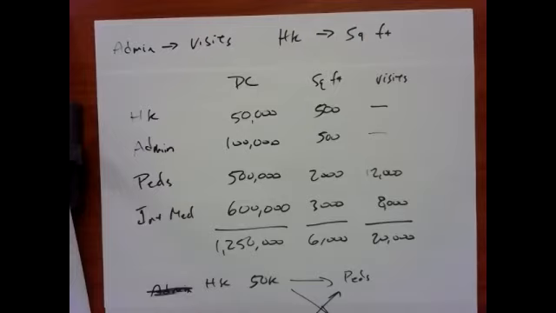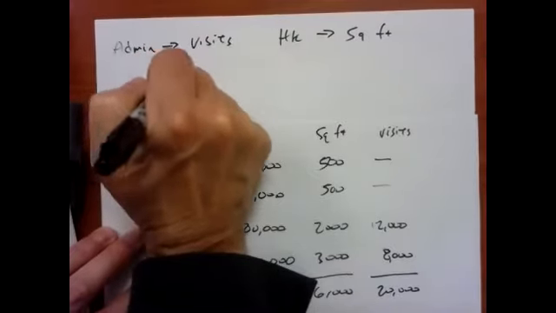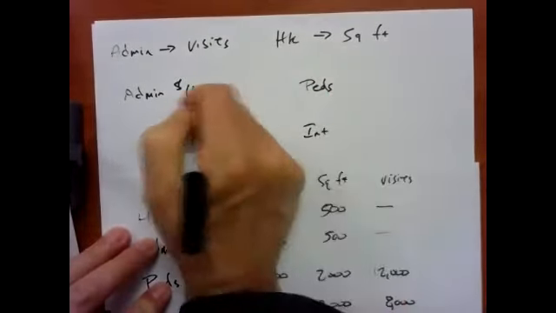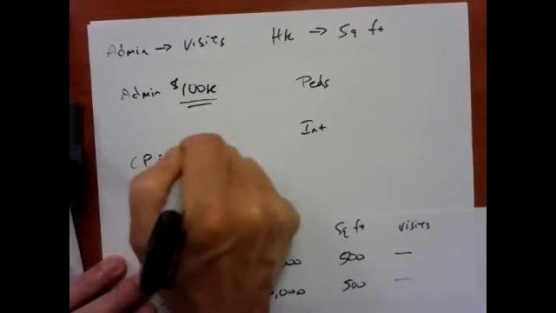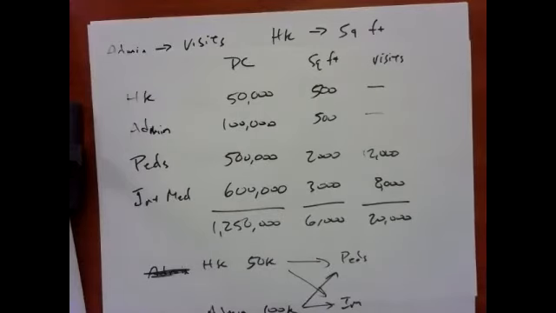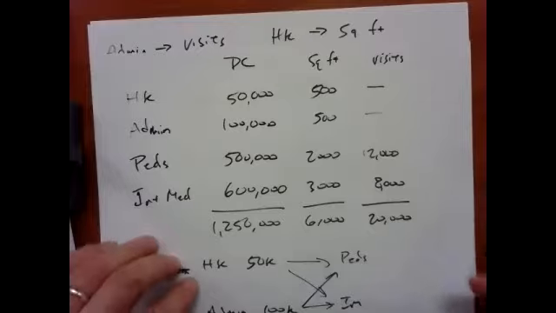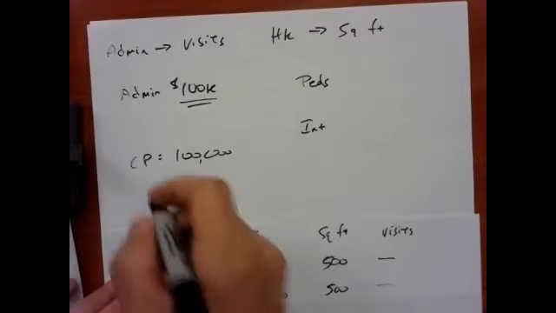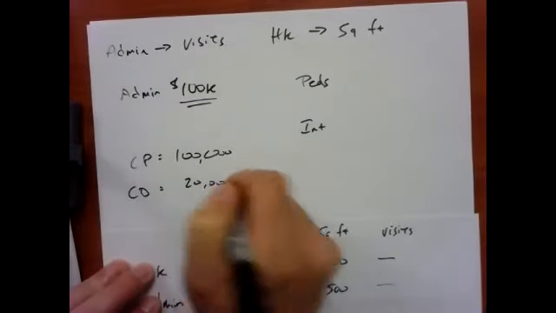So, with admin, there is $100,000 in cost that has to be allocated to PEDS and to internal medicine. So $100,000 is our cost pool, right? We're saying our cost driver is number of visits. So what are we going to divide that $100,000 by? What am I going to put in the denominator? 20, exactly. I want the organization's total for the driver. I'm not going to do 100 divided by 12 or 100 divided by 8. I'm going to do 100 divided by 20. So my cost driver is total number of visits. That's 20,000.